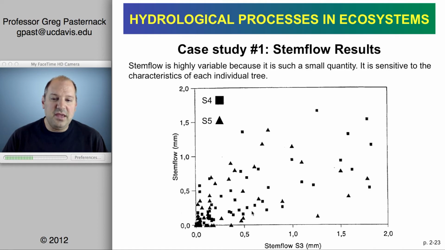And it also can be a result of the highly varying conditions, that stemflow from one tree or a couple of trees in the S3 array is quite different from another group of trees. It's just such a small amount. It's much more sensitive to the characteristics of an individual tree.